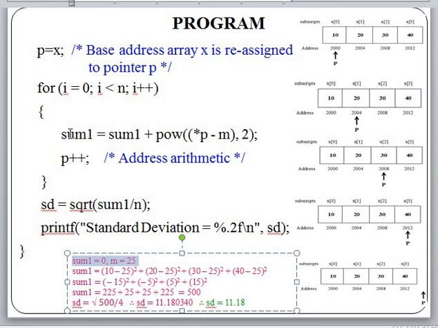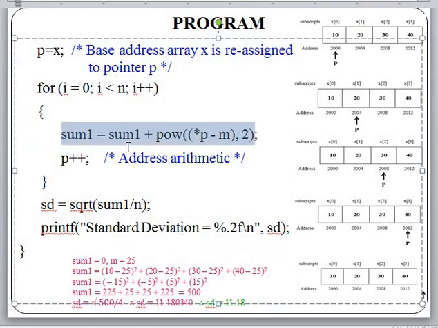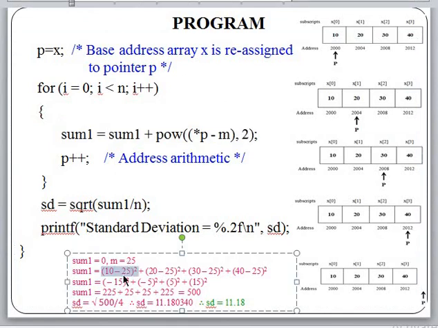When the condition is true, it will compute sum 1. Sum 1 equals old sum 1, which is nothing but 0, plus the power of x pointer. This is nothing but star p. Star p is now pointing to 10. So 10 minus m, where m is 25. It is the whole square: 10 minus 25 is minus 15, whole square.